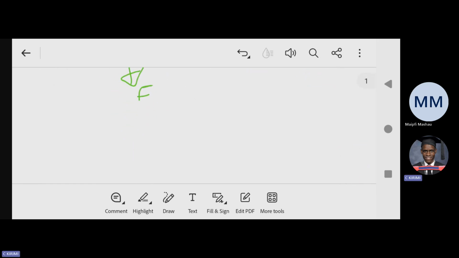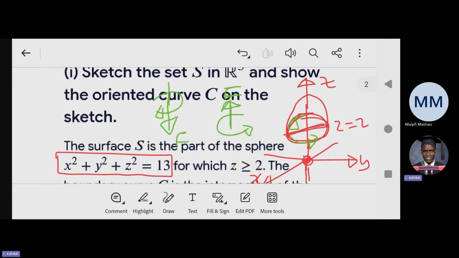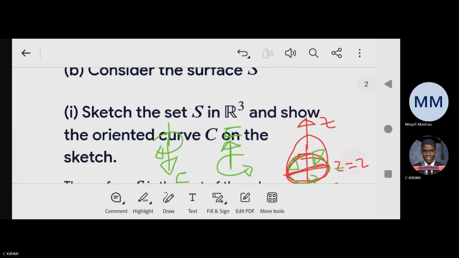So on your diagram, you show the direction of the curl. We've drawn from z equals 2. So remember, this is z. z equals 2. Then you indicate the curl by arrows. For z equals 2, it's counterclockwise, which means the arrows go opposite the direction of the clock.